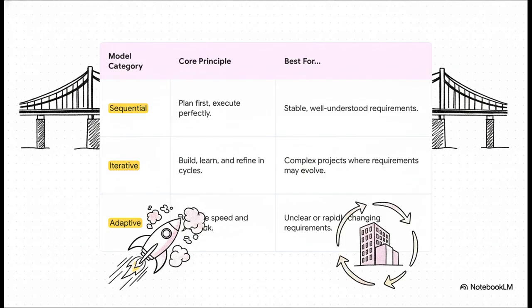At the top, you've got your sequential models, like Waterfall. The whole idea is plan everything, then execute perfectly. This is what you use when your project's requirements are crystal clear and not going to change, like building that bridge. In the middle, you've got the iterative models. Here the idea is build, learn, and refine. This is for more complex projects where you expect things to evolve. And finally, at the bottom, you have the adaptive models. Their whole mantra is speed, feedback, and flexibility. This is your go-to when you're working in a really fast-moving environment and the requirements are fuzzy or changing all the time.